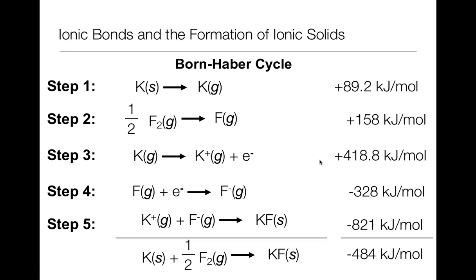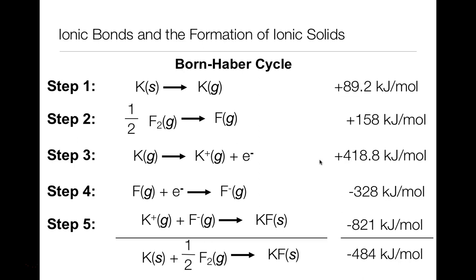So if we follow that through, we can go through the same steps as we did for sodium chloride. Right? We have potassium going to potassium gas, and that's taking 89.2 kilojoules of energy. We have half a mole of F2 going to form 1 mole of F, and that's going to take 158 kilojoules of energy. We have now our first ionization energy for potassium.